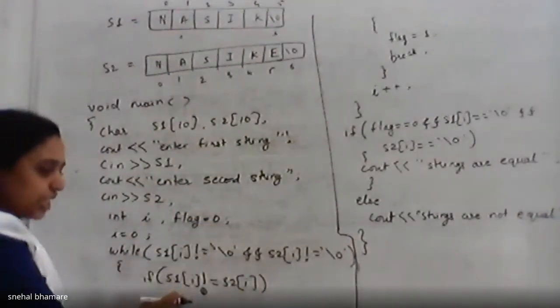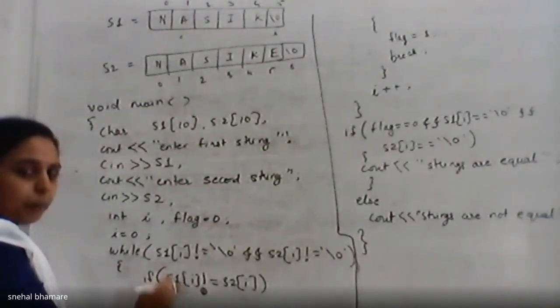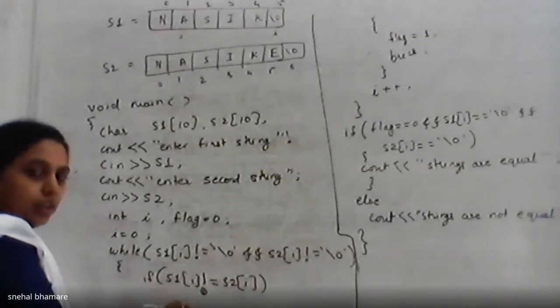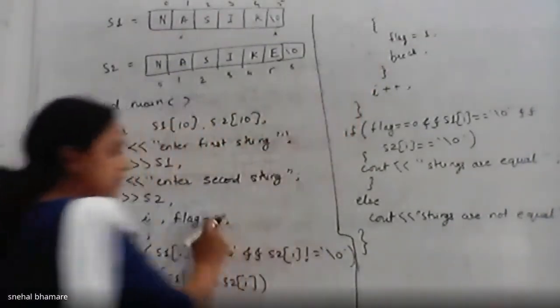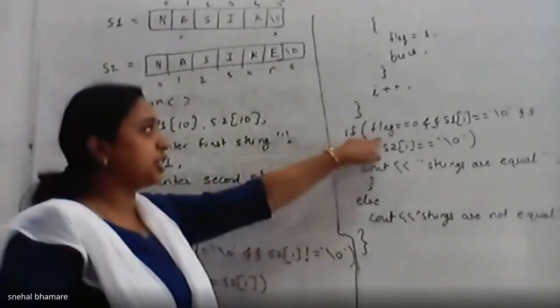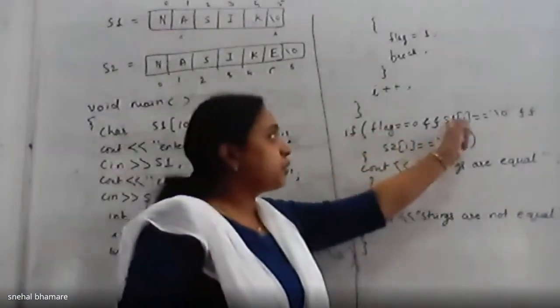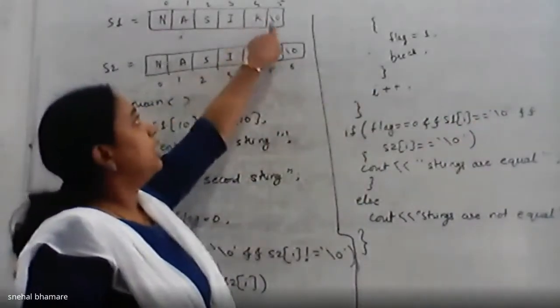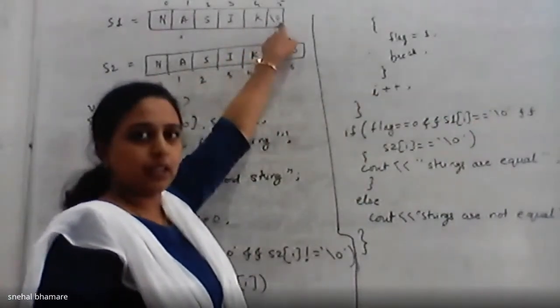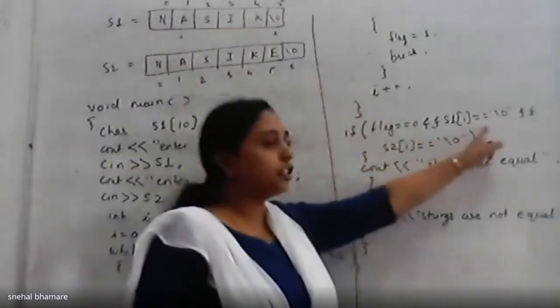It has not changed in the if loop because our controller has never entered the if loop, right? So the value of the flag still remains 0. So first condition is true. Check S1 of I equal to slash 0. I value is 5. S1 of I is slash 0. Yes. Second condition is true.